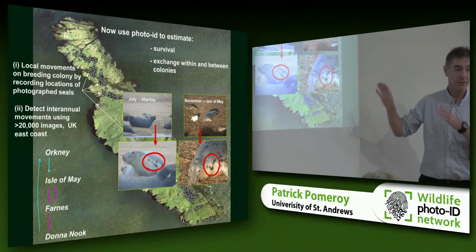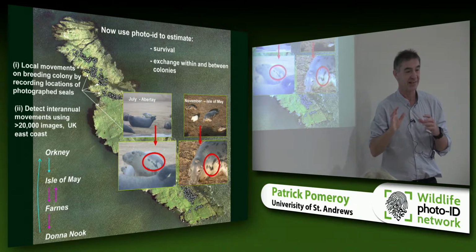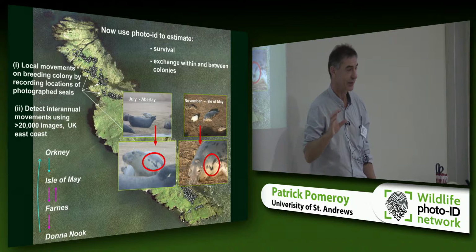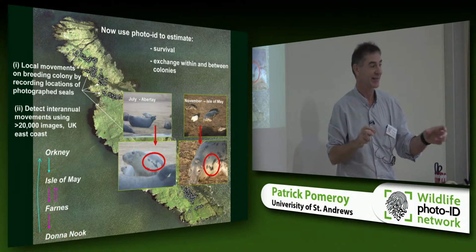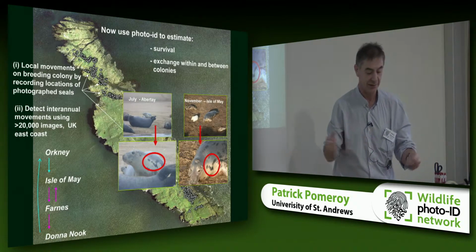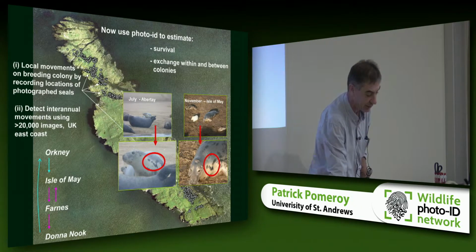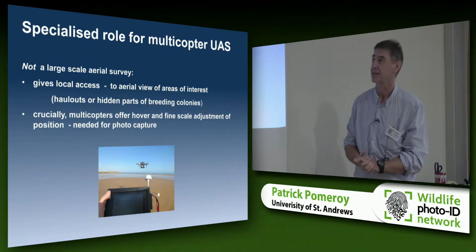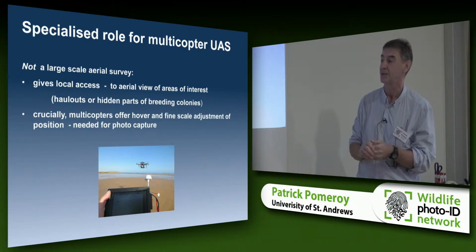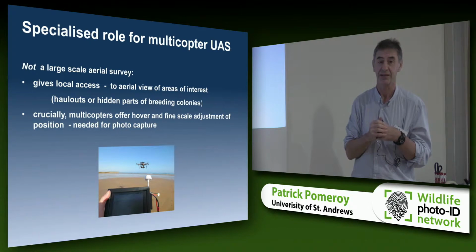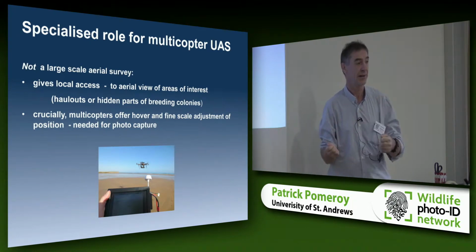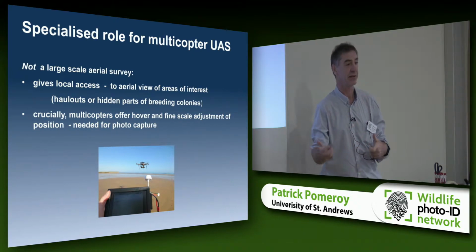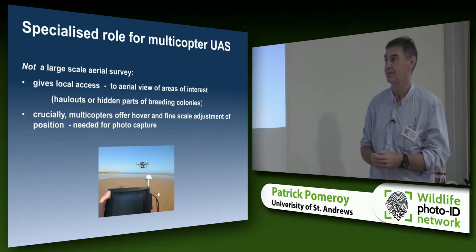All of that's fine, it works, but as I've said, both on North Rona and on the Isle of May, the ability to get those photographs is actually limited by our accessibility to the animals themselves and the locations that they occupy on the colony. So what we've been thinking about very recently is a specialised role for image acquisition, and that is to use a multicopter unmanned aerial system to allow us to get to places where we couldn't get to before to get photo ID.